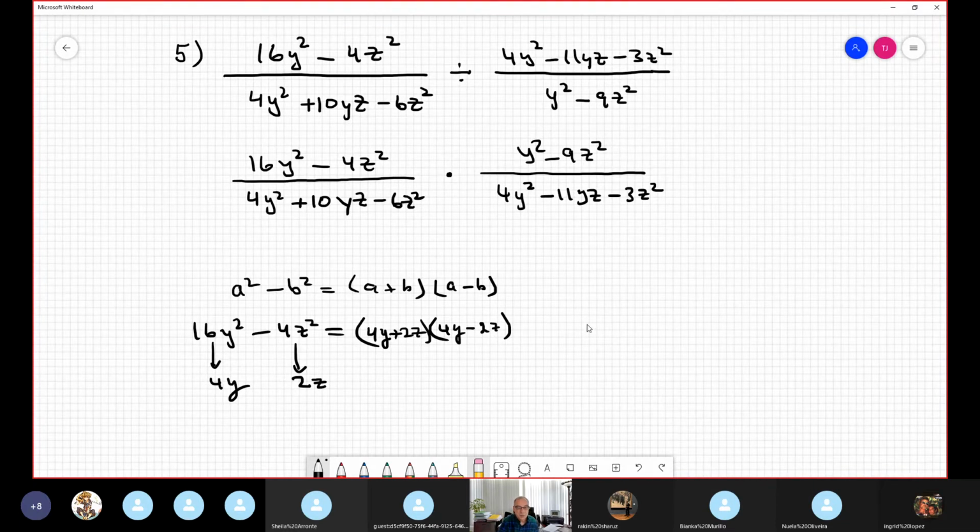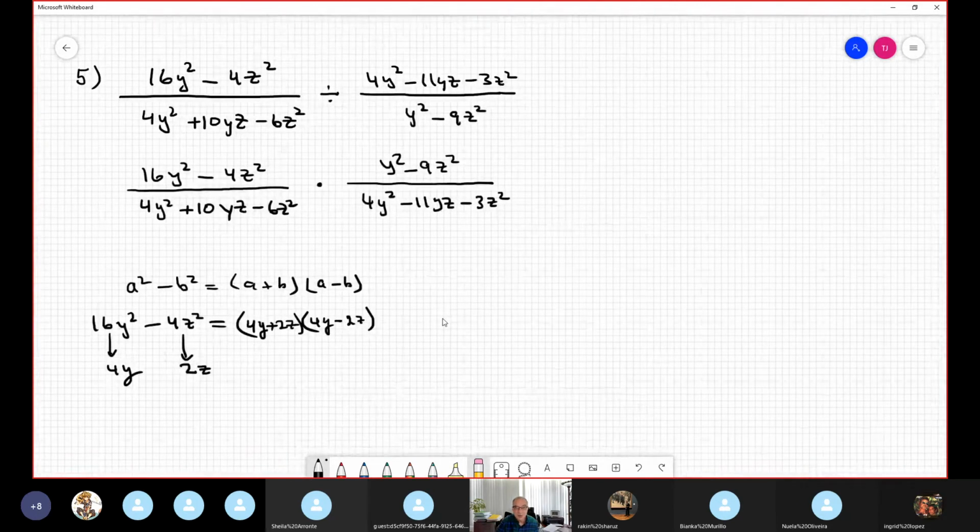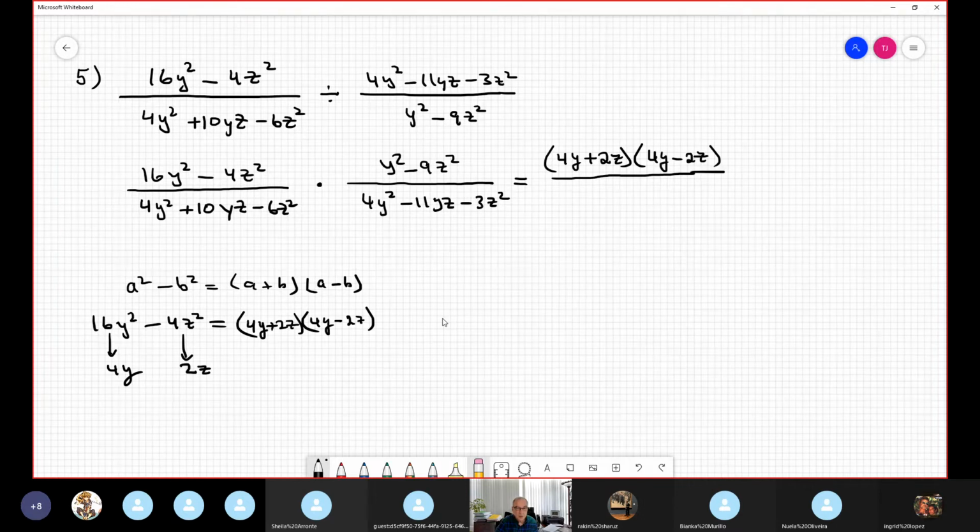I am doing it one by one. Too long, tedious, but this is the way. So I copy the factorization here to the right: 4y plus 2z times 4y minus 2z. Okay, done. Let's move on to the second.